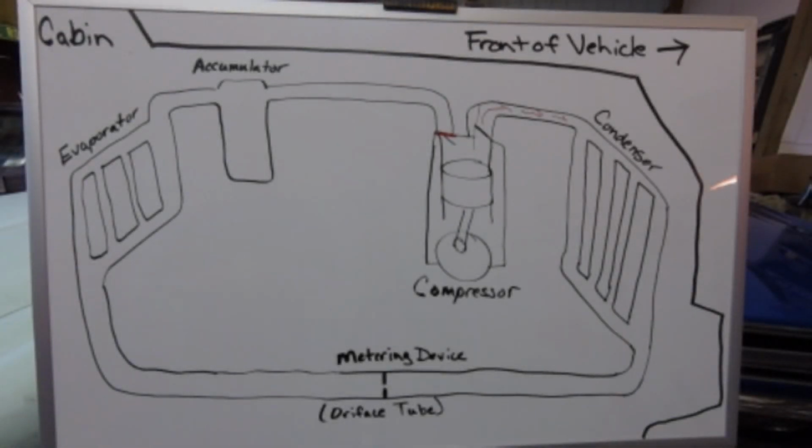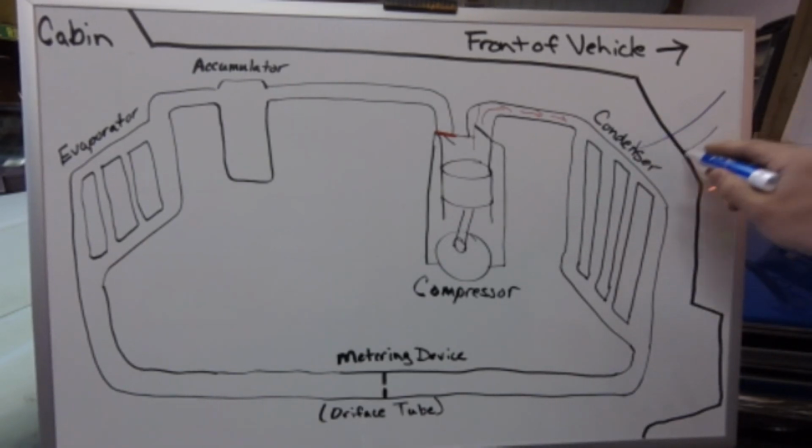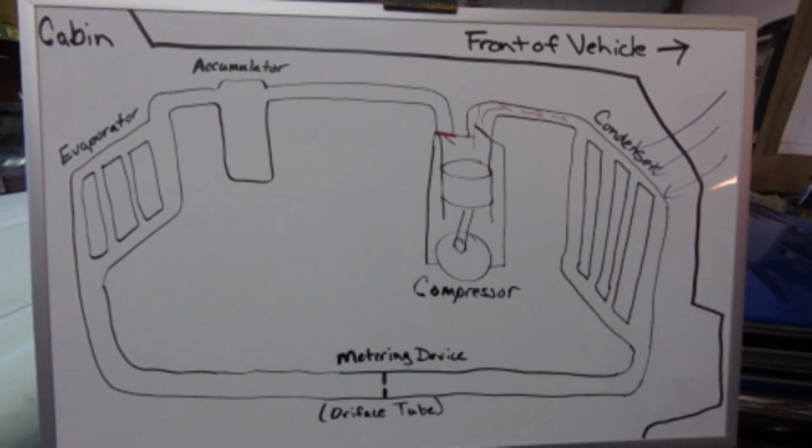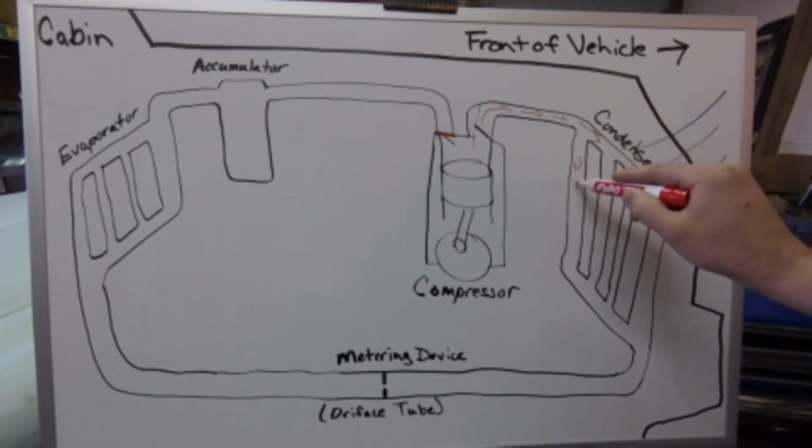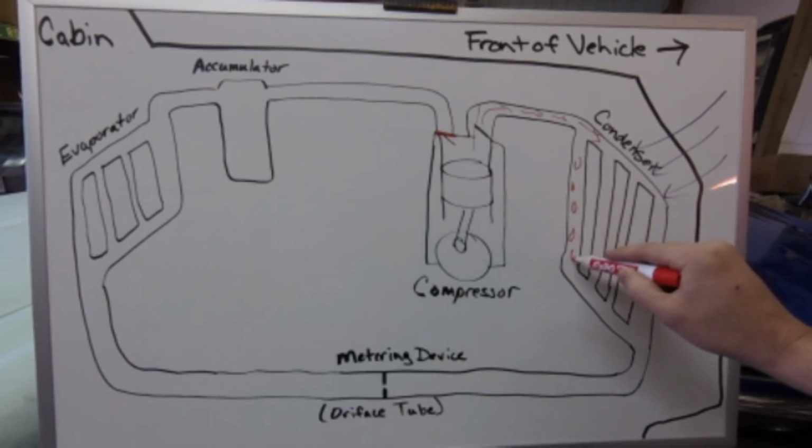The condenser is next in the cycle. It takes the high pressure, high heat quantity vapor refrigerant and condenses it into a liquid refrigerant using the relatively cool air coming from outside the vehicle through the vehicle's grill. As that relatively cool air comes through the condenser, it picks up the heat energy from the vapor refrigerant and turns it into a liquid refrigerant.